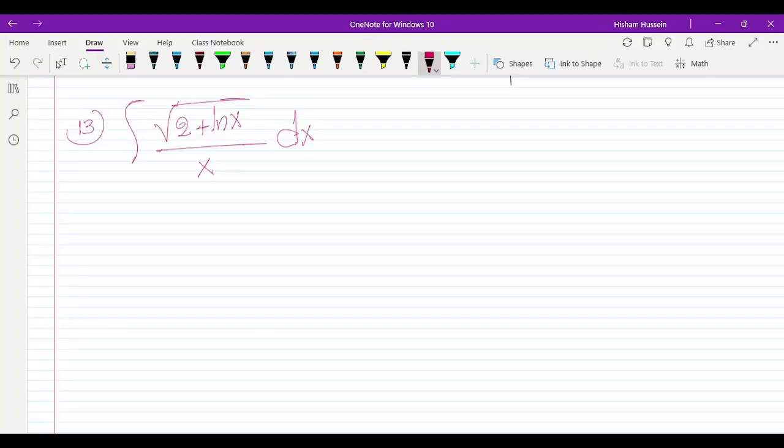Here in problem 13, we have a fraction. In the numerator, we have root of 2 plus ln x. In the denominator, we have x. To be able to understand how to evaluate the integration of this function, as I mentioned before, split this function into a product of two functions. The first one is square root of 2 plus ln x. The second one is 1 over x dx. After this step, I think it's clear how to evaluate this integral.